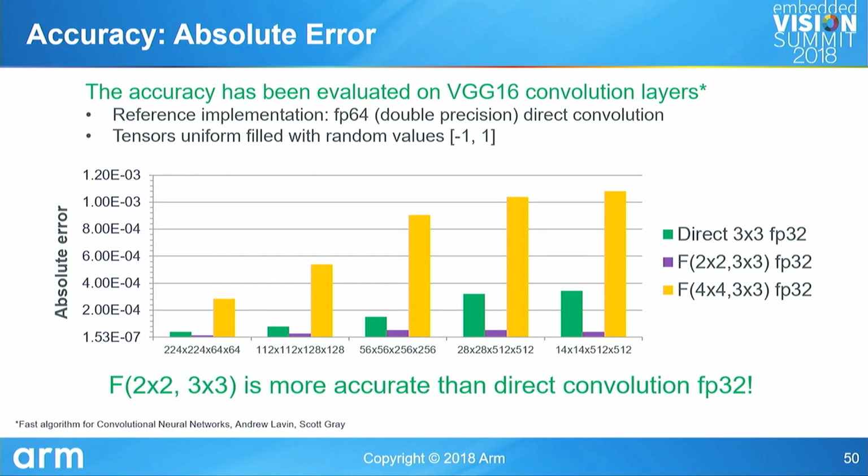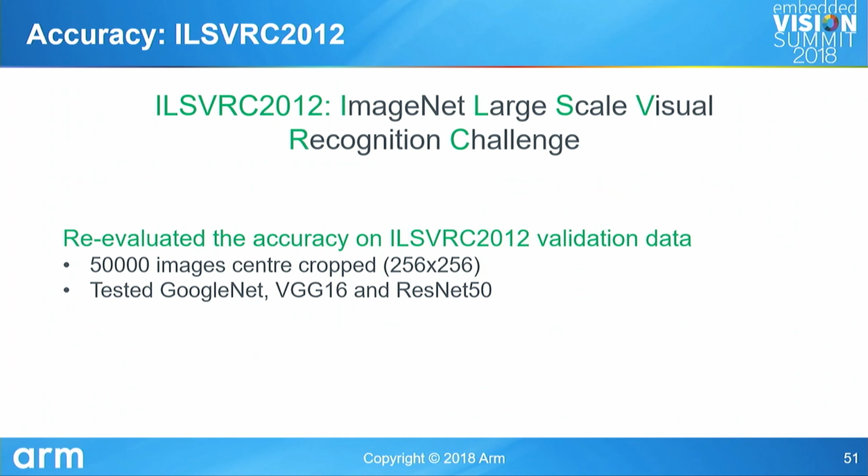Essentially, the Winograd 2x2 is more accurate than direct convolution in floating point. However, we have a drop of accuracy, or an increase of the error, when increasing the output tile, for instance, with a 4x4. But what about the overall accuracy for our networks?